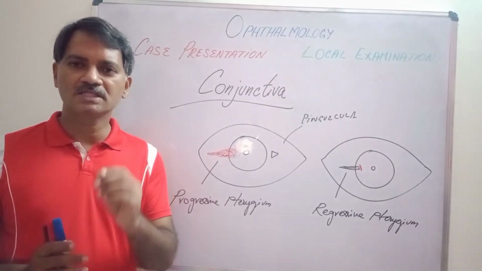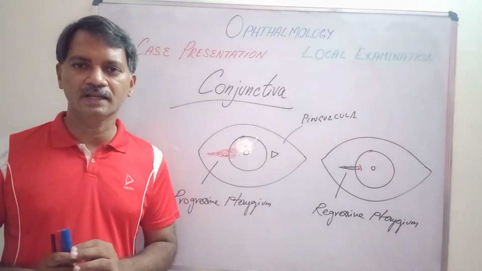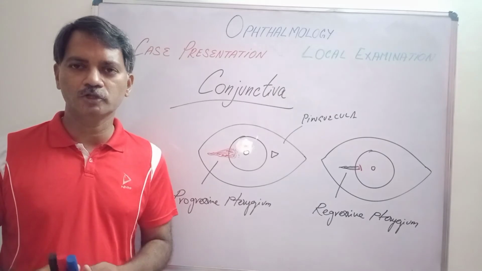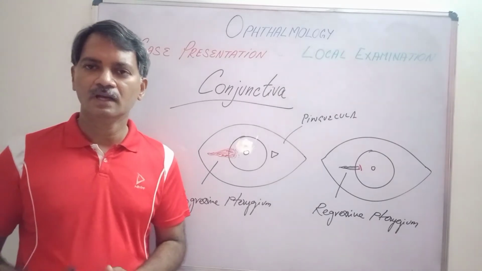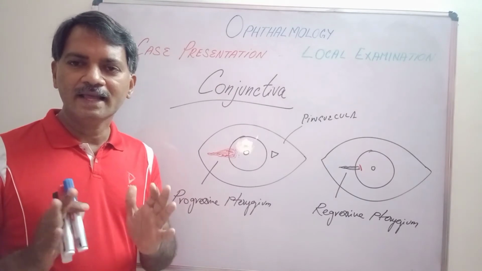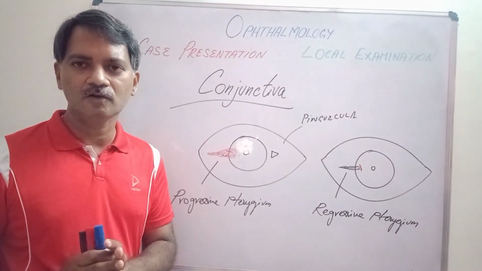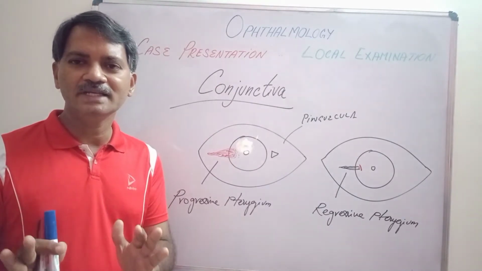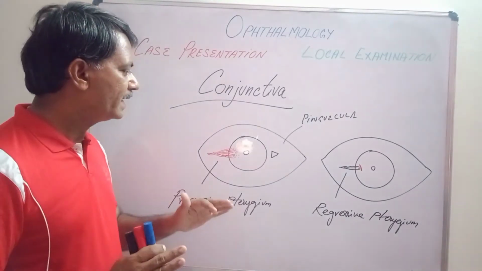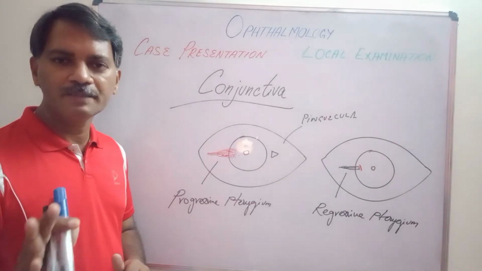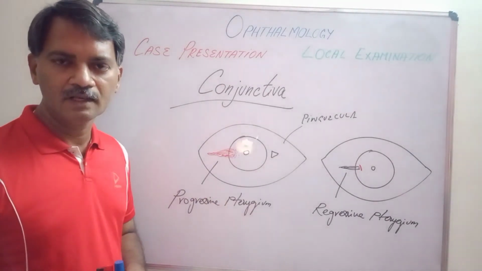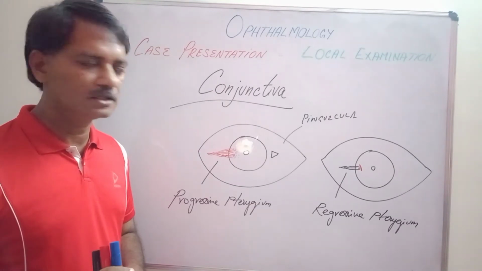That is constant exposure to ultraviolet rays and a dusty atmosphere, exposure to a lot of dust. So this is going to cause an elastotic degeneration of the subconjunctival tissue, leading to metaplasia and formation of certain abnormalities in the conjunctiva of the eye. What are all the abnormalities that are seen?